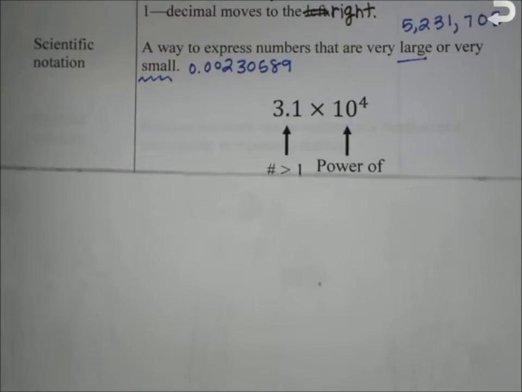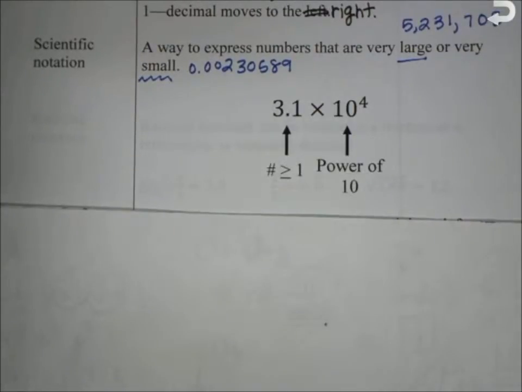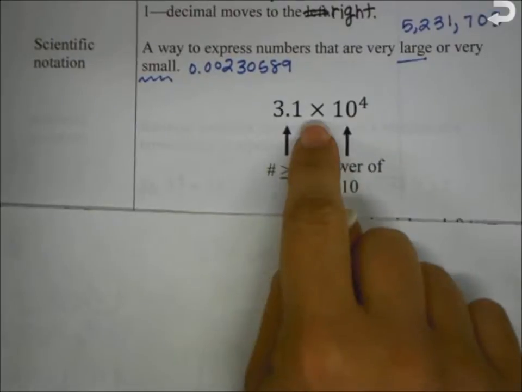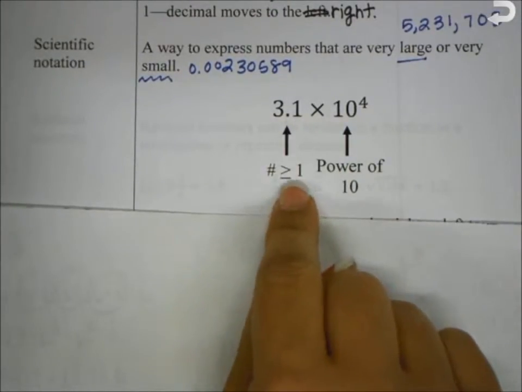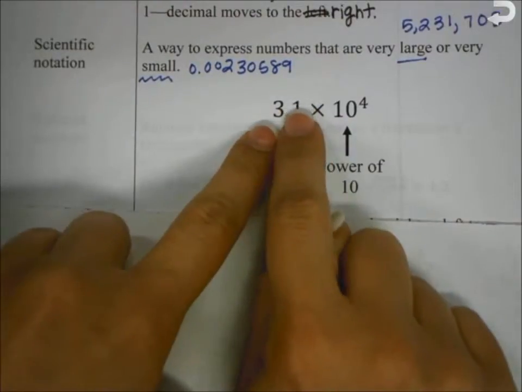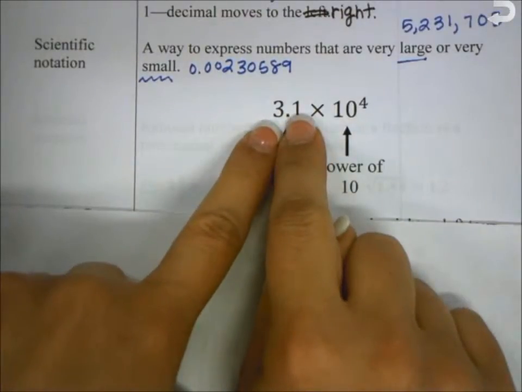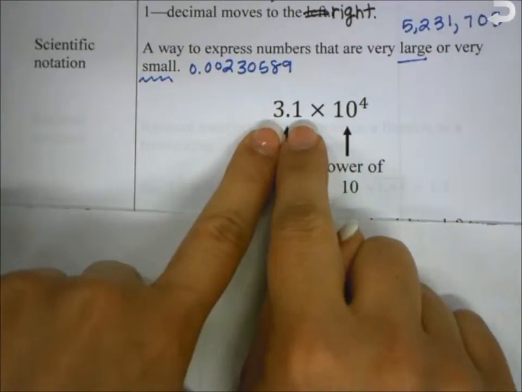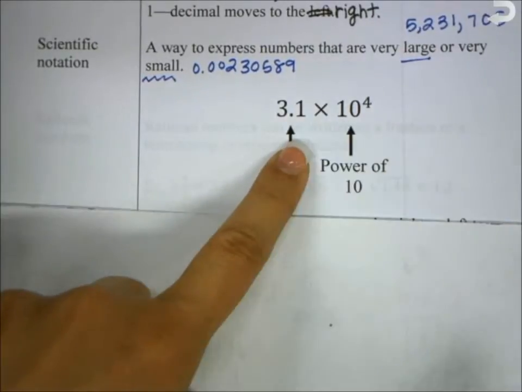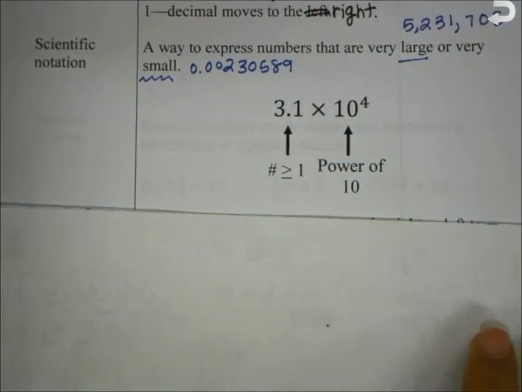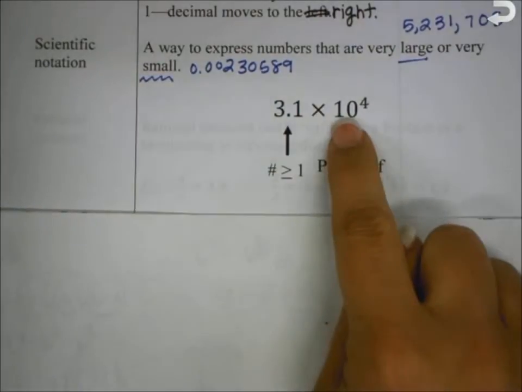We are going to move the decimal places. We're going to move the decimal over so that we have a number that is greater than 1. So we're going to move our decimal over so that we have just one number in front of the decimal. And then we're going to tell our reader or whoever's looking at our paper how many times we had to multiply by 10 to move the decimal over that many spaces.